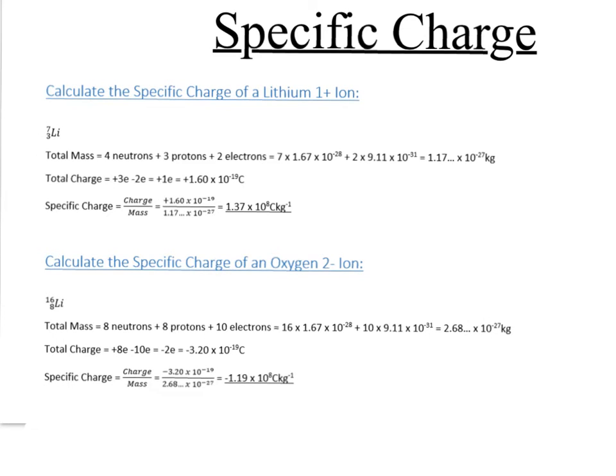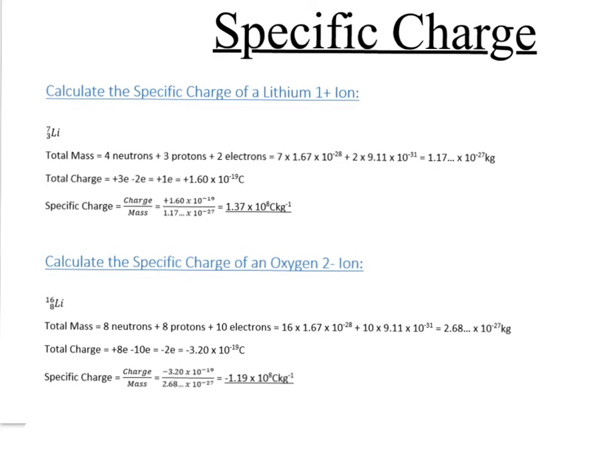In terms of looking at something different, maybe looking at an oxygen 2 minus ion. So here, when we're looking at the total mass, the key difference is when it's an oxygen atom, it would have 8 electrons, so they balance out the protons. To become a 2 minus ion, it's gained 2 electrons, so now it's got 10 total electrons.